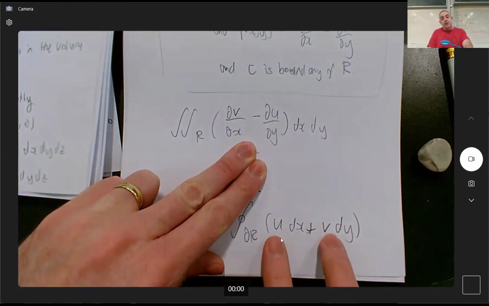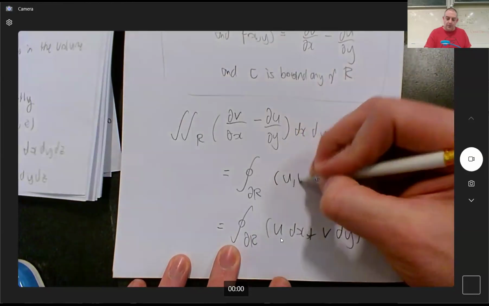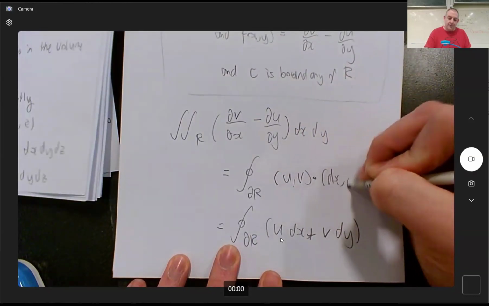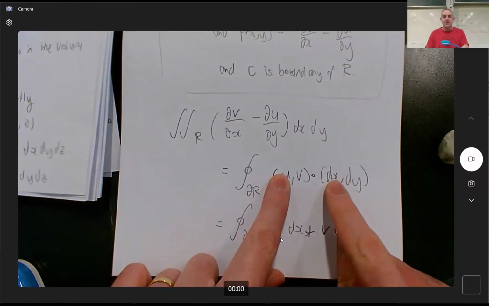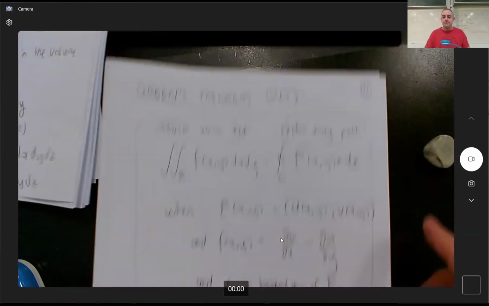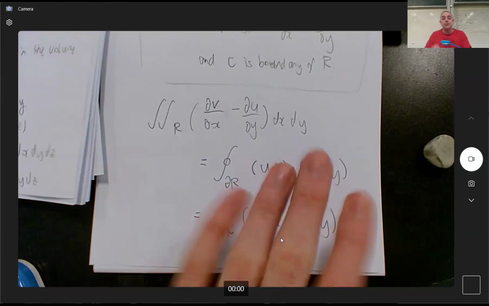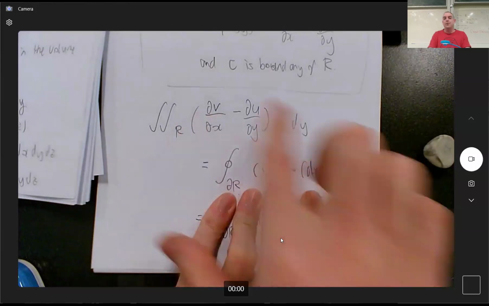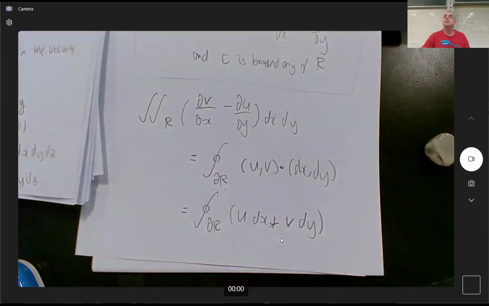But note that u dx plus v dy is the dot product of (u, v) with (dx, dy). Because you'll get u times dx plus v times dy. And this is dr. So Green's theorem is easier for me to remember in this format than this format.